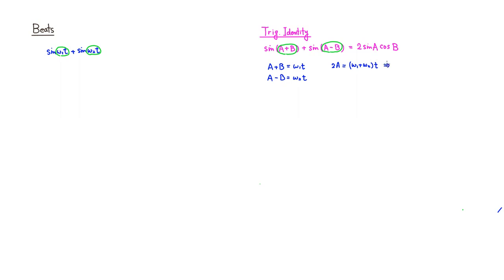So a can be found by simply dividing through by 2. A is going to be equal to omega 1 plus omega 2 over 2, times t. And if you want b, we can just subtract the second equation from the first, and the a's cancel out, and you're going to get 2b is equal to omega 1 minus omega 2, times t. Then we divide through by 2 to get b to be omega 1 minus omega 2 over 2, times t.